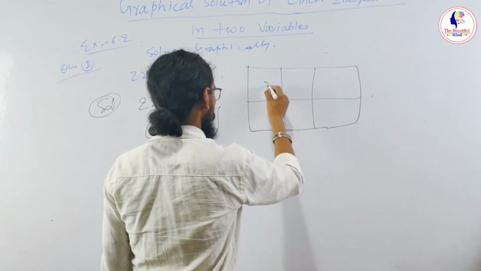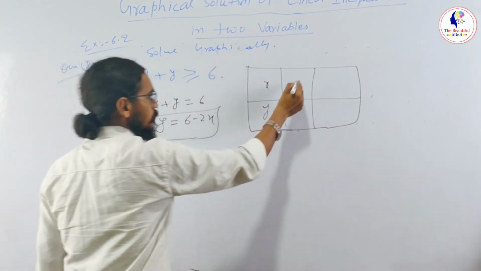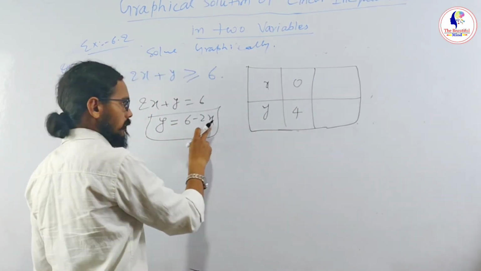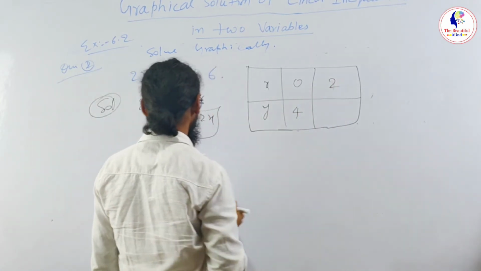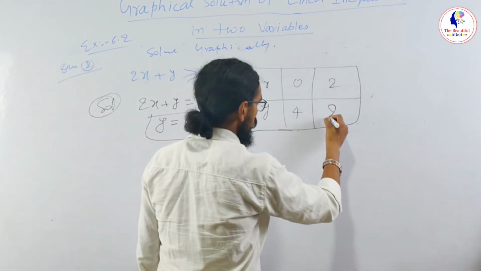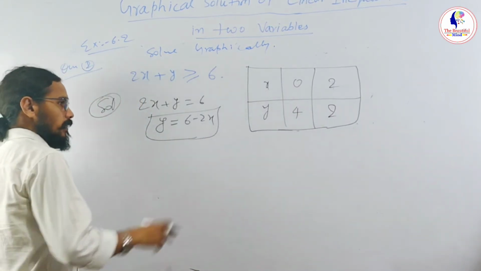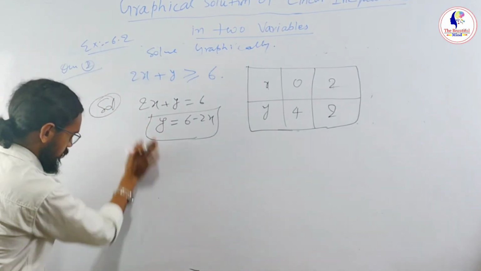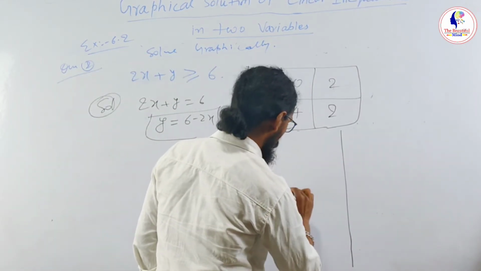This is the first column, this is x, this is y. Now if you put the value of x is 0, then what is y? Y is 6. If you put value of x is equal to 1, then you can put 2 according to convenient. So 2 to the 4, 6 minus 4 is 2. If you put the value of x 2, we will get y is equal to 2. Now we can draw the graph. How will you draw? You can see here. This is the graph.